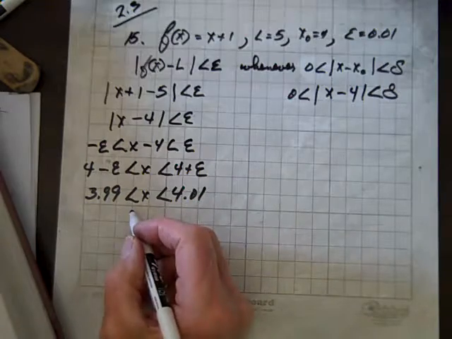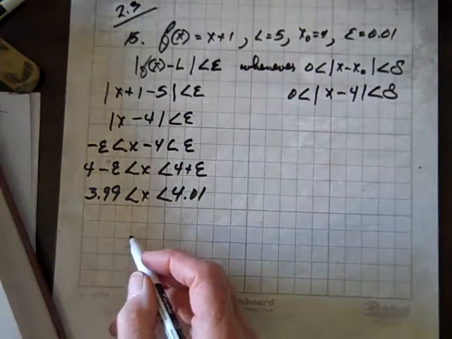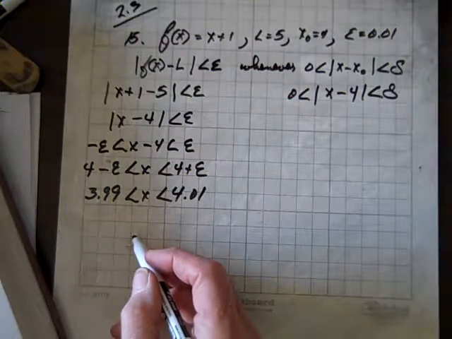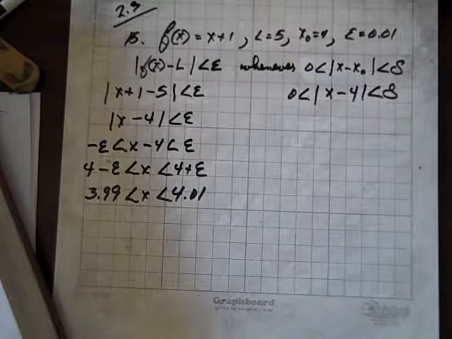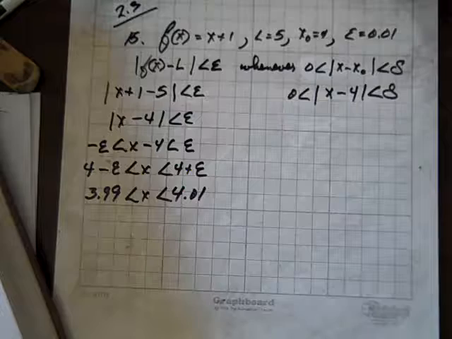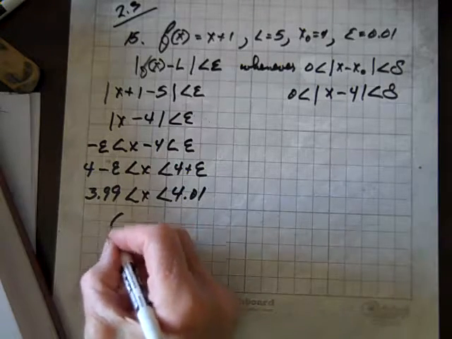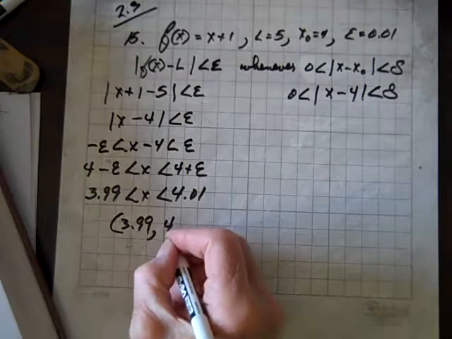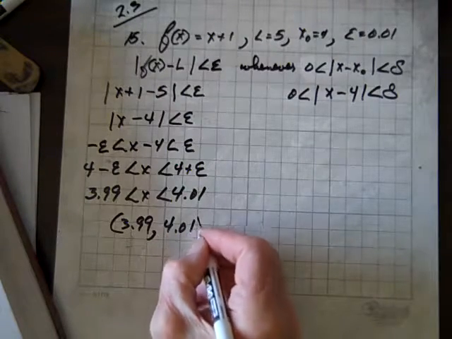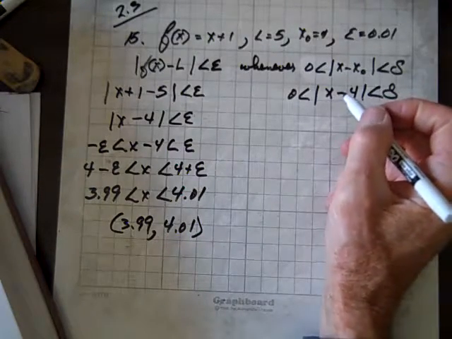4.01. As a matter of fact, notice in this question we had to find an open interval about x sub naught on which the inequality holds. So there's our open interval, 3.99 to 4.01. Now let's find out what delta is.